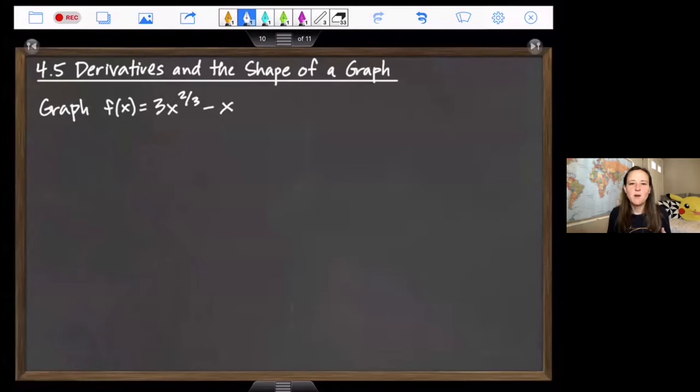In the last video, we graphed a polynomial, so we kind of knew what to expect from its graph. This one, we've got no idea without technology what this is going to look like. So we're really going to have to rely on our derivative information to come up with the graph. All right, so I've got f of x equals 3 times x to the 2/3 power minus x.